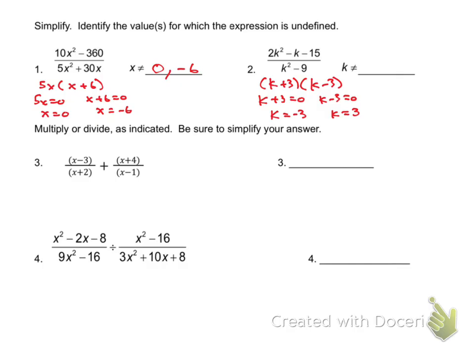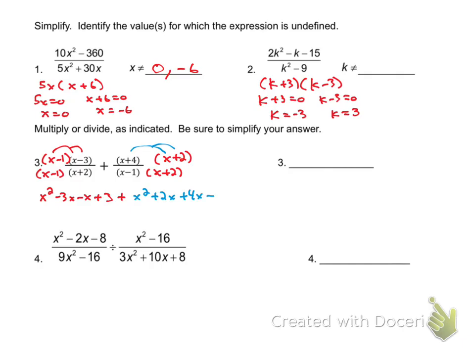Number three, to add, we need the same denominator, so I'll multiply the left side by x minus 1. Multiply the right side by x plus 2. I need to FOIL: first x squared, outer negative 3x, inner negative x, last plus 3, plus first x squared, outer plus 2x, inner plus 4x, last plus 8.